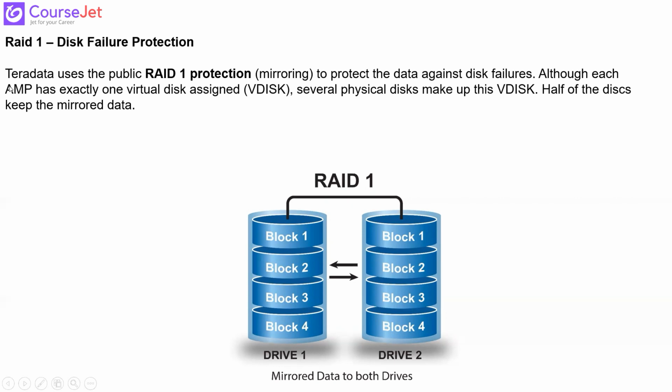So the AMP will see it as one vdisk, that is a virtual disk. But in the background, that virtual disk will contain several disks. Okay, so that is the difference.